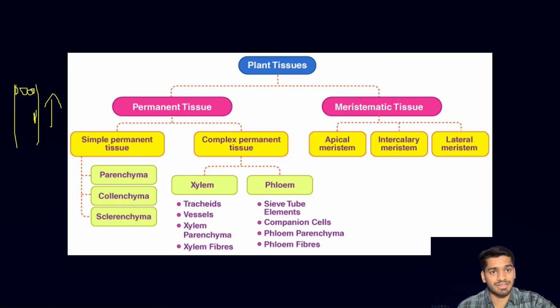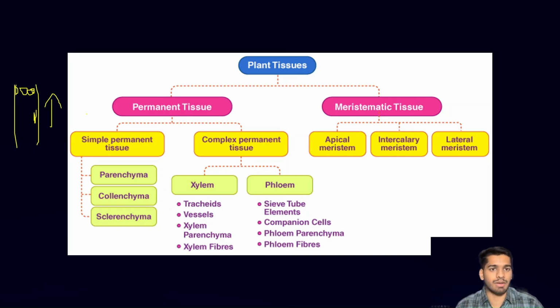So these are your meristematic tissues. These are just actively dividing cells. They are not doing any sort of permanent functions. Once they have done their division, they are going to convert into permanent tissue. Means what? The permanent tissues are those tissues which are going to show some sort of functions.